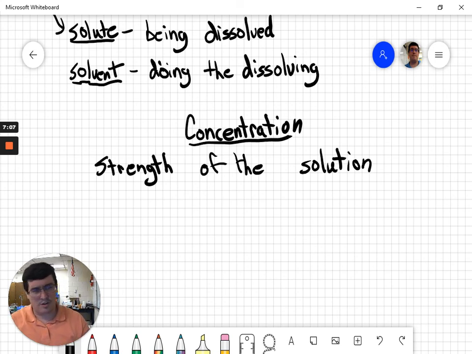You gotta put some sugar in there. But she likes hers with a low concentration of sugar, right? I like mine with a high concentration of sugar. She likes hers with a low concentration of sugar. That's just how we talk about the strength of the solution.